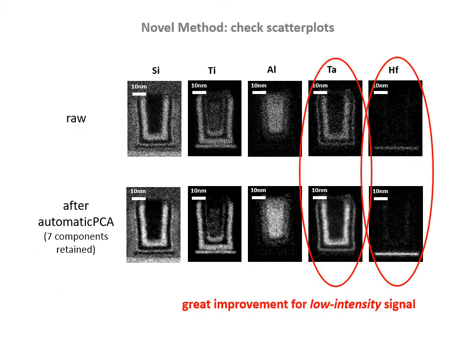Let's look at the resulting elemental maps. The elements with initially strong signal, like silicon, titanium, aluminum, are not changed much, but that is a check for consistency of the method. But elements with quite weak signals, tantalum and hafnium, their elemental maps are improved dramatically. And I should stress, this treatment is now fully automatic.